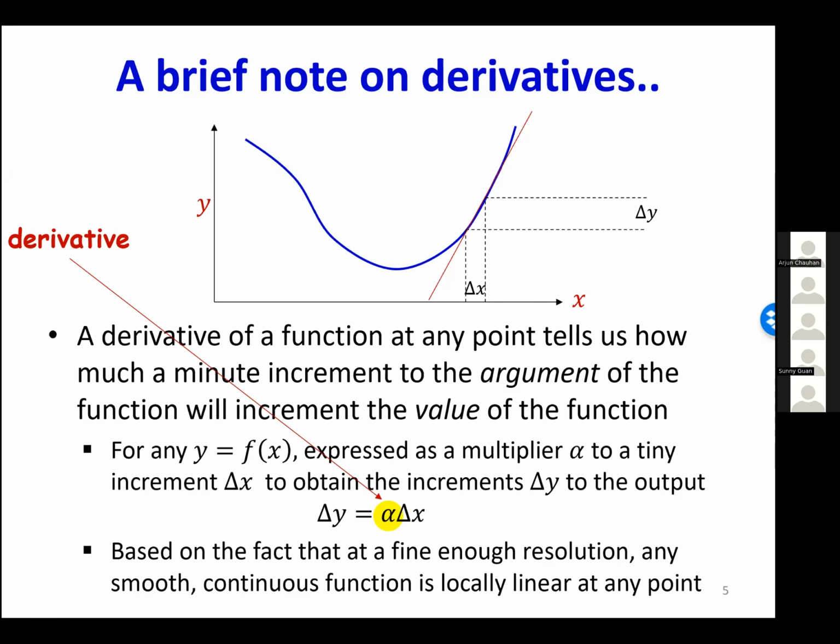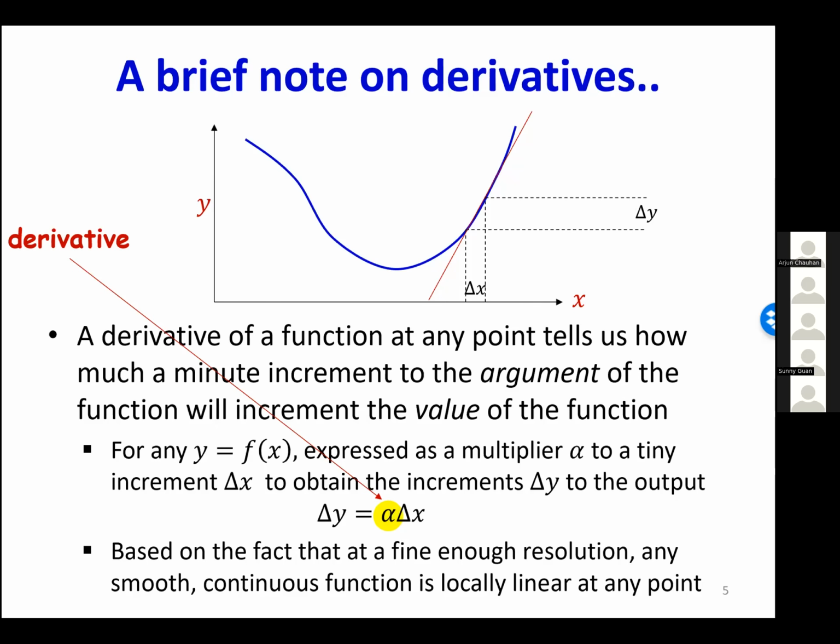And this only holds, obviously, for smooth functions. And it's based on the fact that at a fine enough resolution, any smooth continuous function is locally linear at any point. And so the increment delta y is related linearly to the increment delta x of the input. And this multiplicative factor alpha, which multiplies the increment in input to give you the increment in output, is the derivative. So this is the actual definition of derivative.